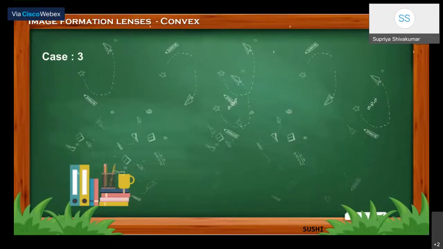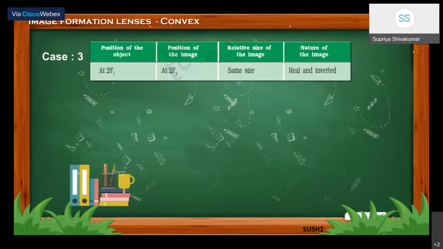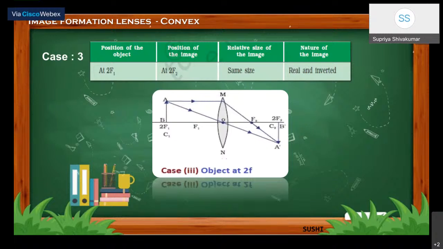Ma'am, can you just see me whether it has been visible now? Hello, ma'am. Hello, am I audible? Yes, ma'am, you are. Is it in students? Is it in the case 3? Yes, ma'am, it's in case 3.